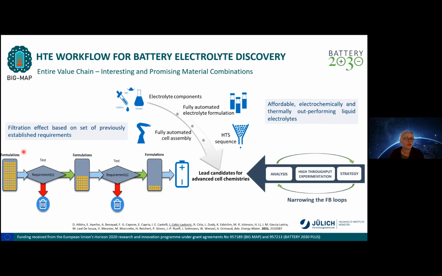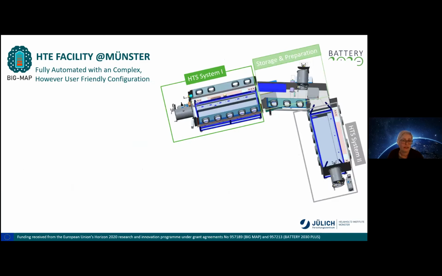So in this workflow, we start from electrolyte components. We do the fully automated electrolyte formulation, cell assembly, and then following a certain number of different electrochemical techniques as a first filtration effect, we create a so-called filter in order to try to identify the lead or hit candidates for a given cell chemistry and given cell application. And actually starting from strategy, doing then the high throughput experimentation and doing analysis and narrowing the forward and backward loops, we can ideally follow the lead candidate for a given cell chemistry.